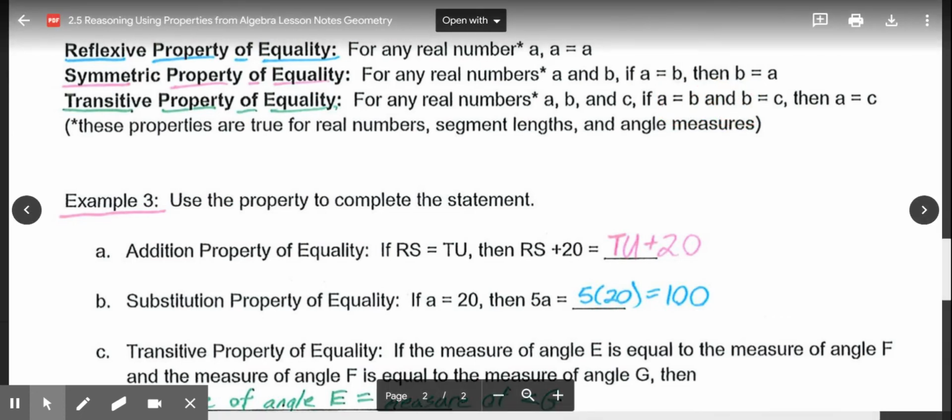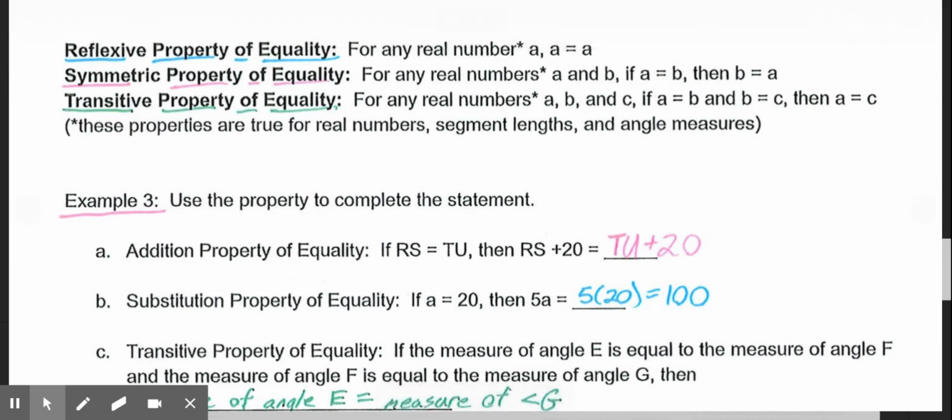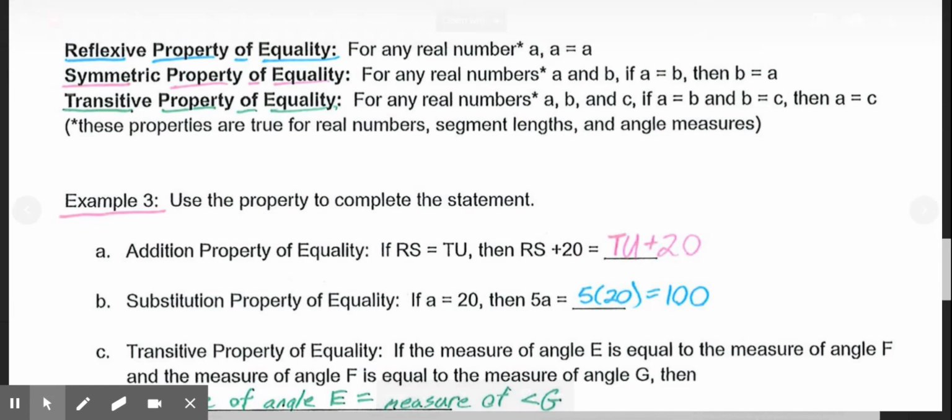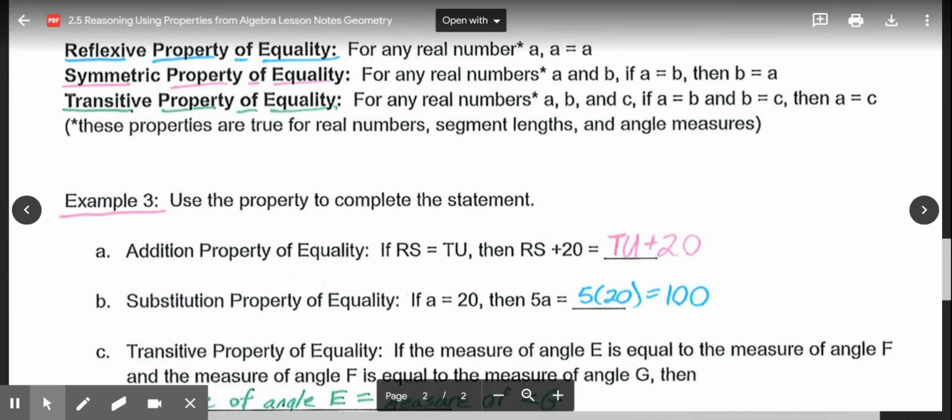A equals C. And then there's a subnote here that says these properties are true for real numbers, segment lengths, and angle measures. So these properties work in all those cases, dealing with just simple arithmetic or real numbers, dealing with measurements and segment lengths, or dealing with angle measures and degrees.